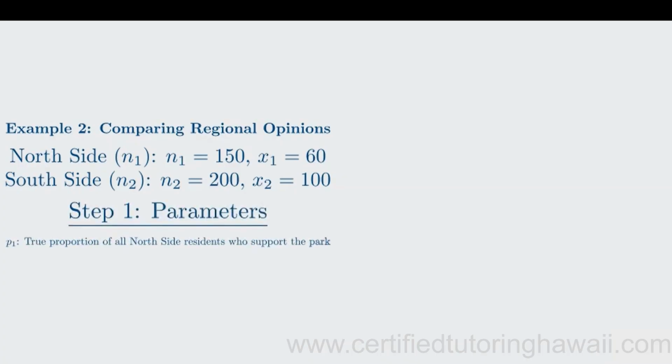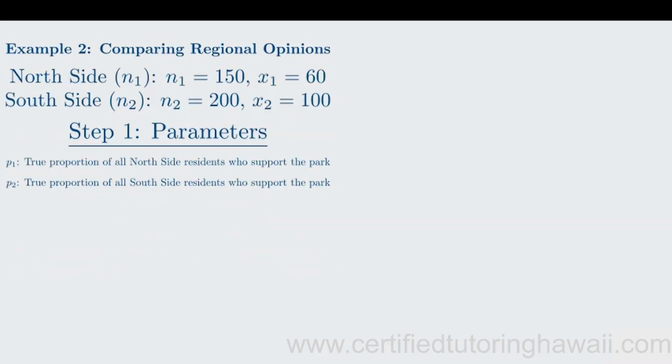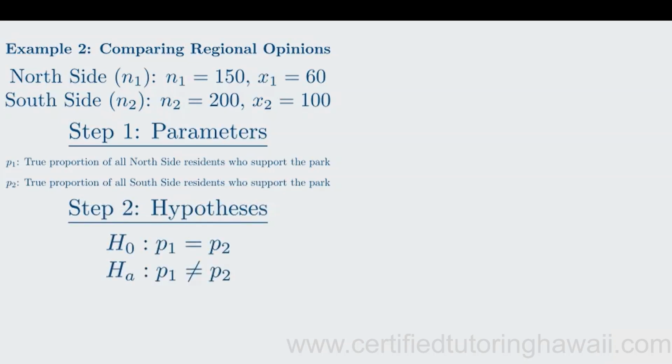Step 1 is to define our parameters. We define p sub 1 as the true proportion of all north side residents supporting the park, and p sub 2 for the south side. Step 2 is to state the hypotheses. Since the researcher asks if the proportions are different, we use a two-sided test.